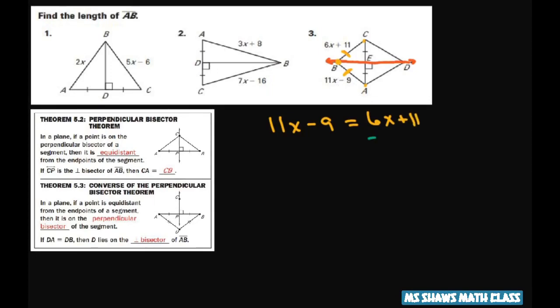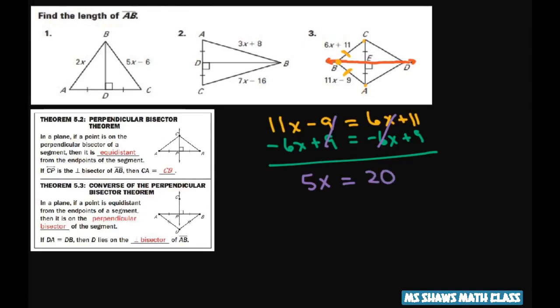And we're going to subtract 6x from both sides of the equation, and add 9. All right, and that's going to give you 11 minus 6 is 5x equals 20. Divide both sides by 5. Get x equals 4.